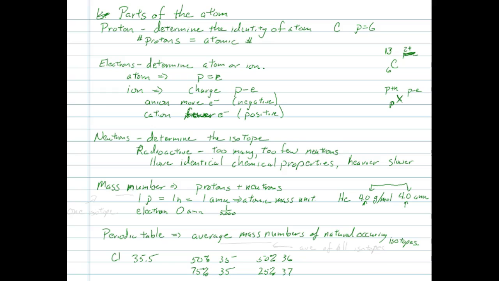So the average mass number is not the mass number. This is for one isotope. This is an average of all isotopes. And that concludes this lesson on parts of the atom.